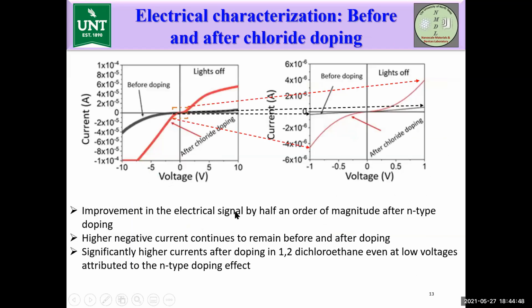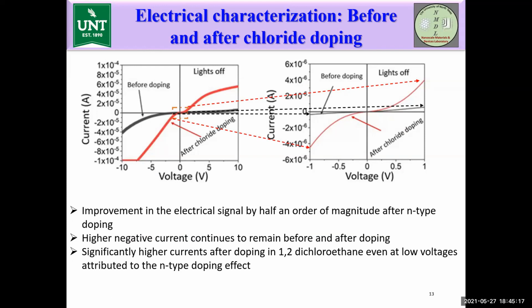So, coming on to the electrical characterization. The figures over here show the two terminal electrical measurements before and after chloride doping. The figure on the left was taken between -10 to 10 volt range, and the figure on the right shows the same graph but in the narrower voltage range, that is -1 to 1 volt range, and the measurements were taken with lights off.